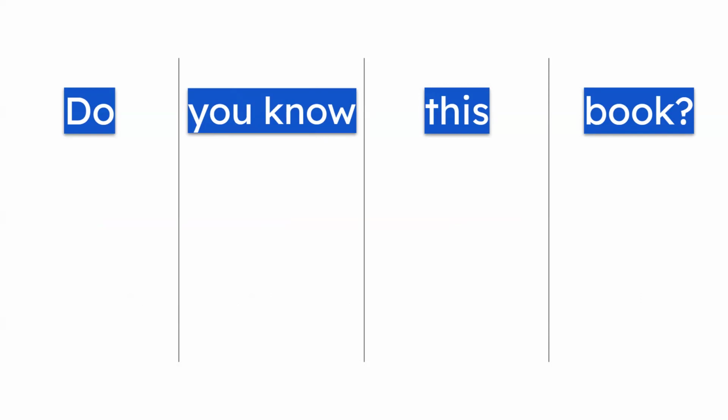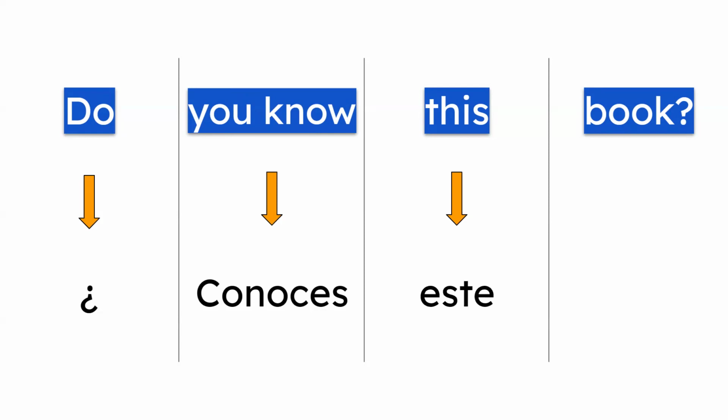Next. Do you know this book? It's like saying, are you familiar with this book? Have you read this book? We start with an opening question mark. You know? It's conocer, conoces, conoces. Book is masculine, so this goes este, right? ¿Conoces este libro? Hey, ¿conoces este libro? So, do you know this book? Have you read it? That's right.